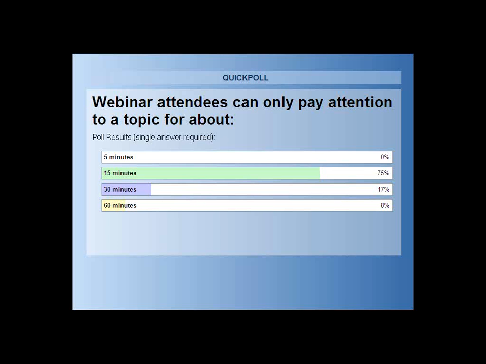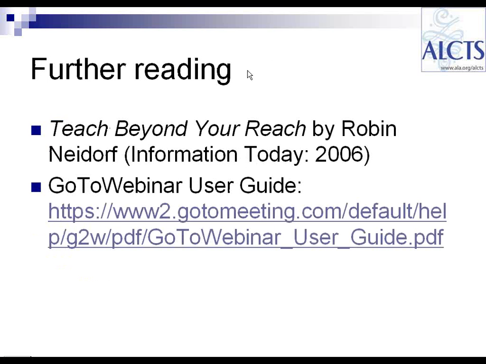Let's see, and I do have some questions here. I'm going to go back to the presentation real quick. Here's some further reading for you. Again, Teach Beyond Your Reach by Robin Nydorf. It's a real interesting book. It covers all sorts of electronic classrooms, but there's sections for synchronous and online classes, and if you're doing webinars or even web courses, it's a neat book to look at if you never have before. And there's also a user guide to GoToWebinar out there.